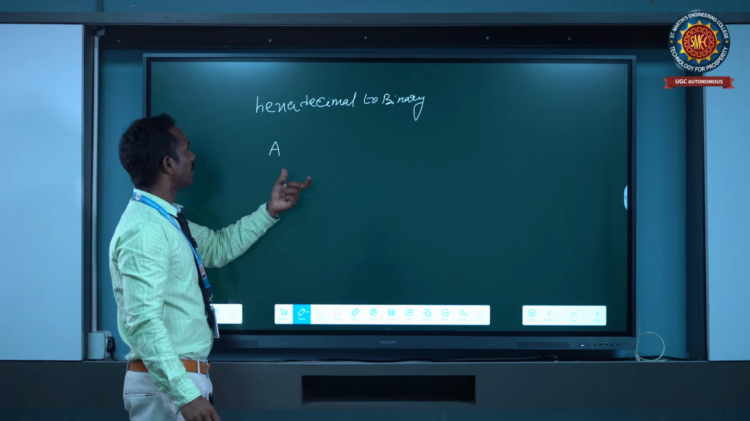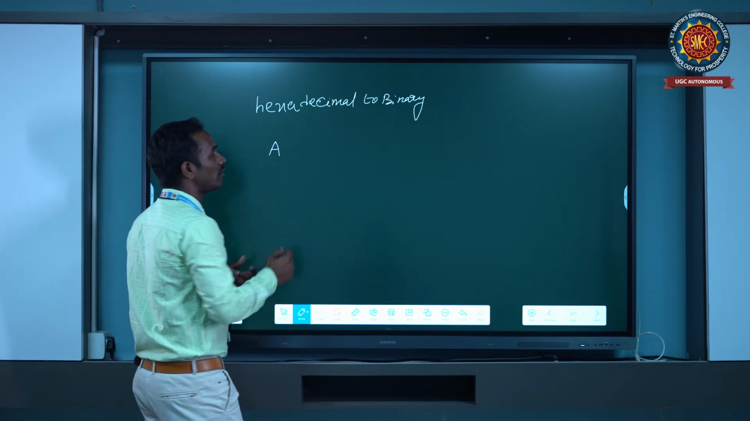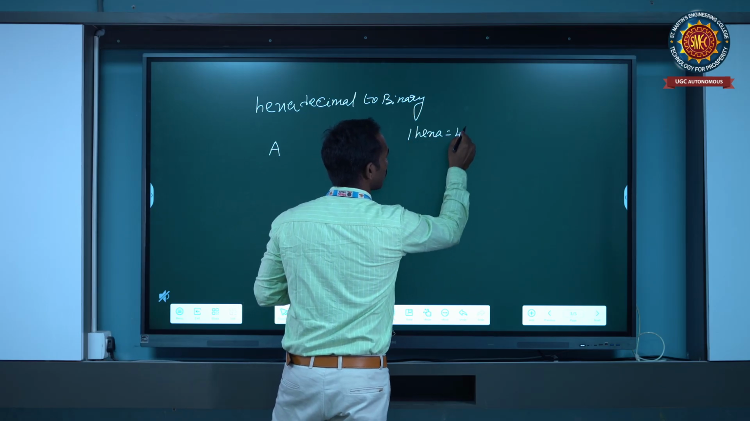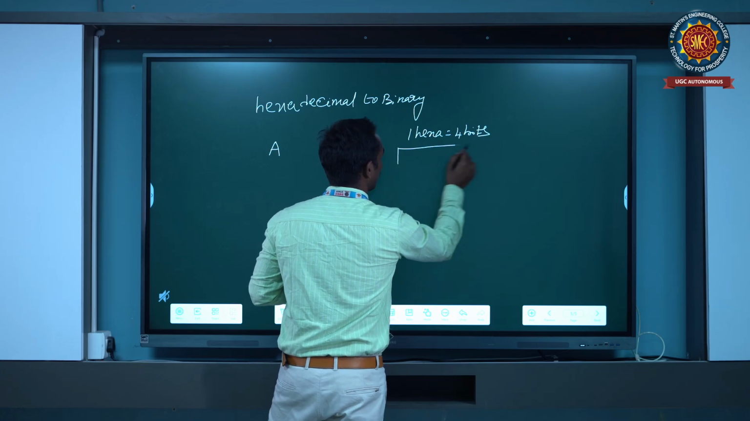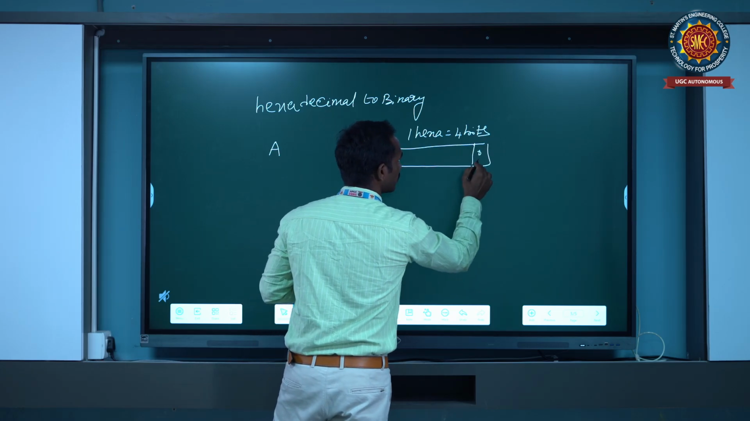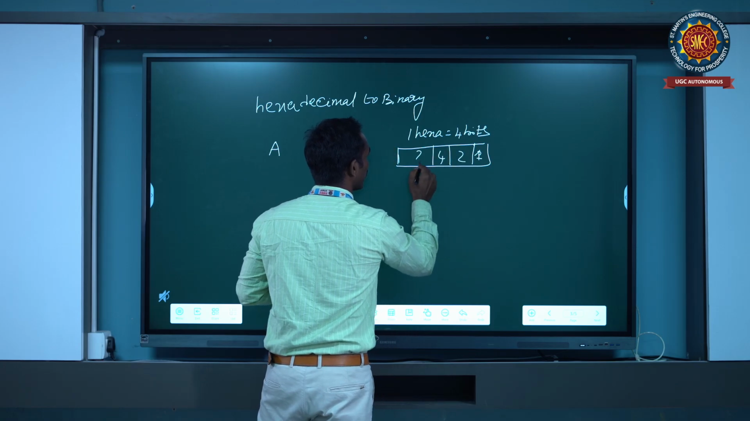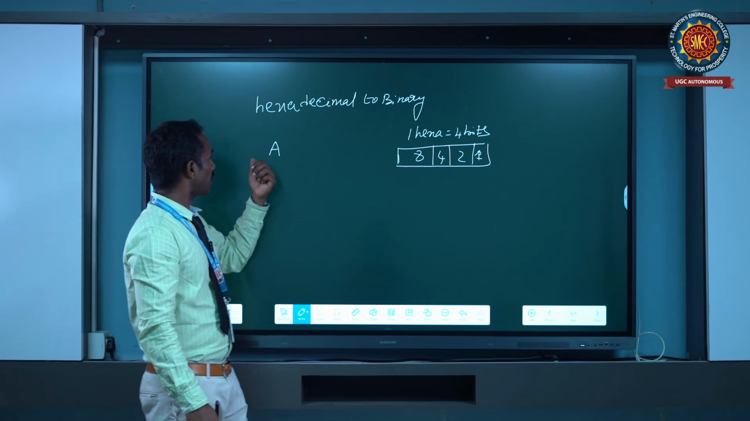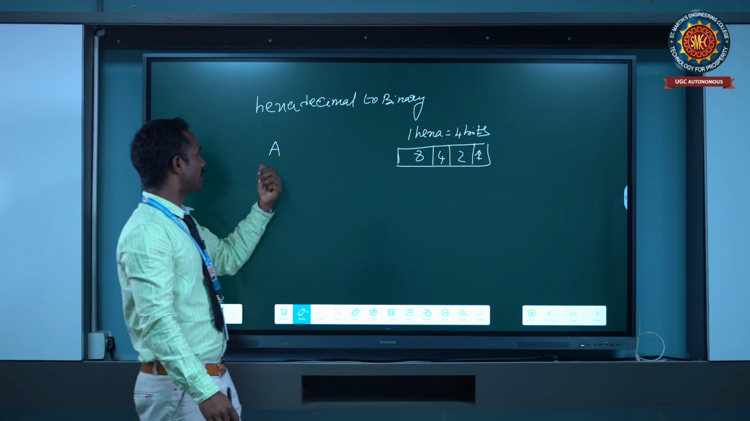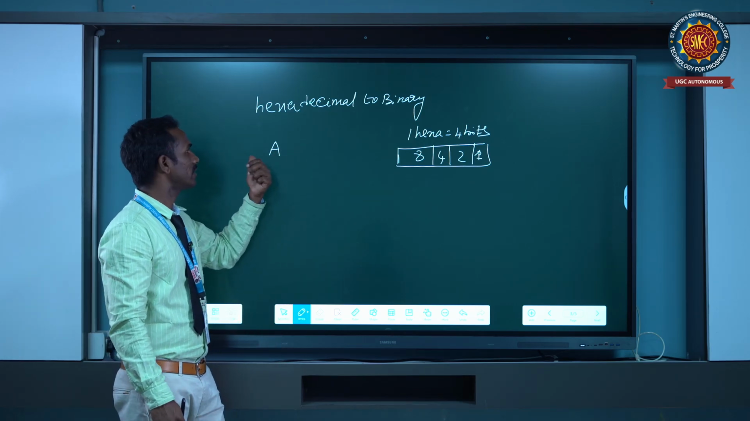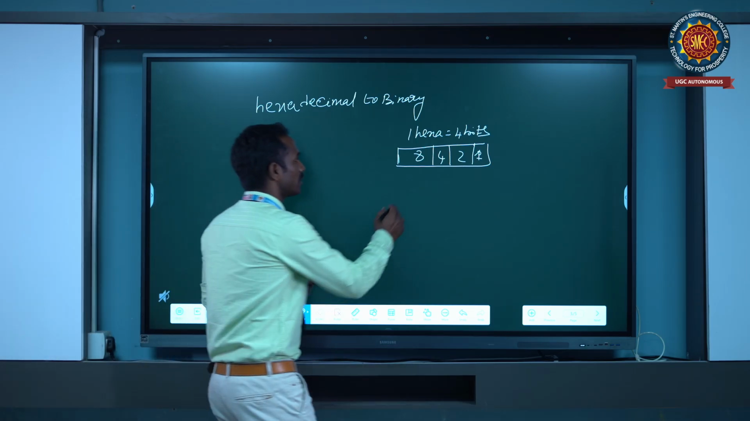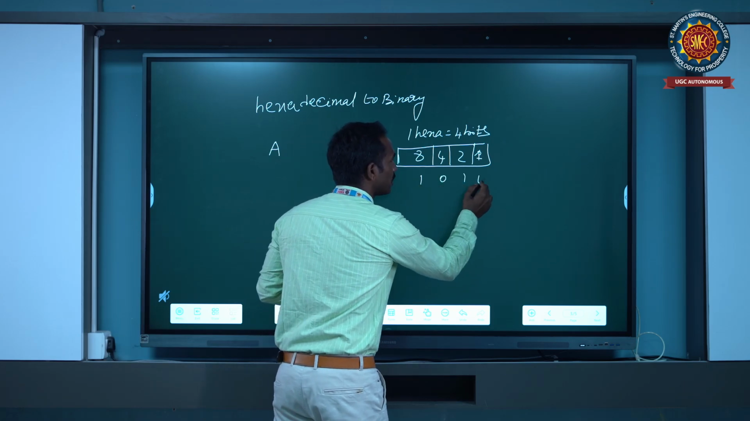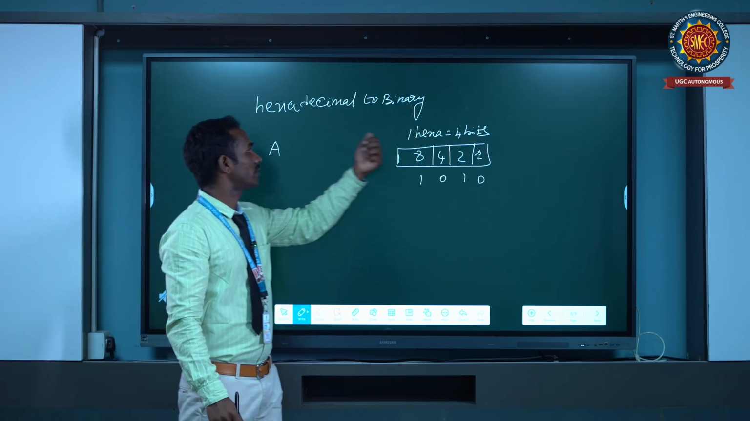We have to convert it to the binary value. How to convert? 1 hexa is 4 bits. What are the 4 bits? That is 1, 2, 4, 8. So we have to convert the hexadecimal to binary. What is the hexadecimal value? A. What is that? That is nothing but 10. So we put the value for 8 and 2, and the remaining is 0. So that is hexadecimal to binary.